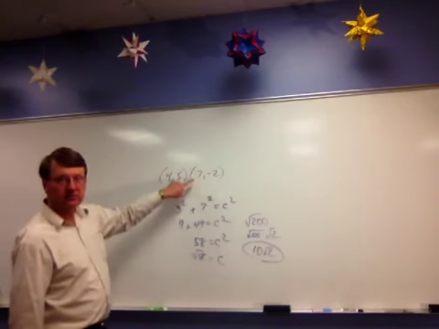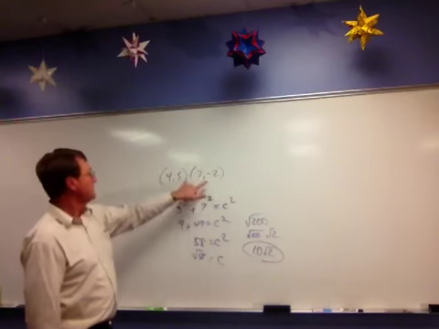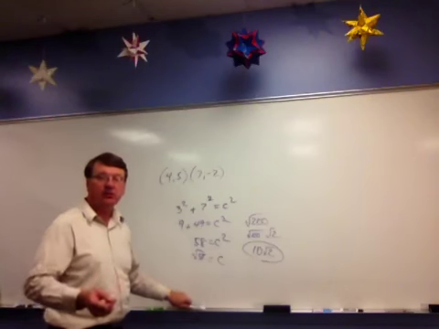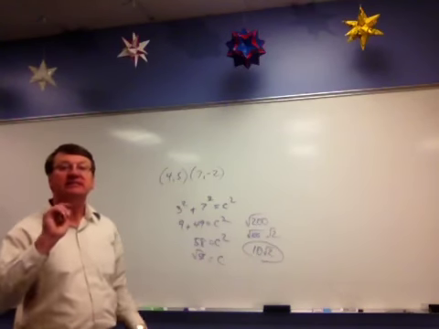Subtract the x's, square it, that's your a. Subtract your y's, that's your b. And as you well know, a squared plus b squared equals c squared.